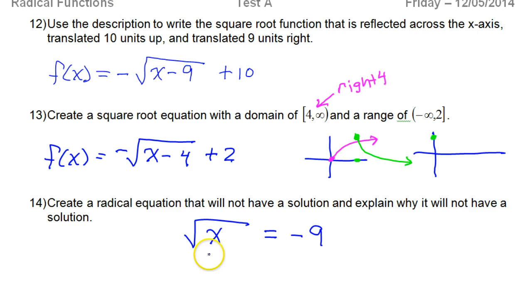Okay, so explanation, I'm going to say something like, there's nothing that you can take the square root of that will give you a negative answer.